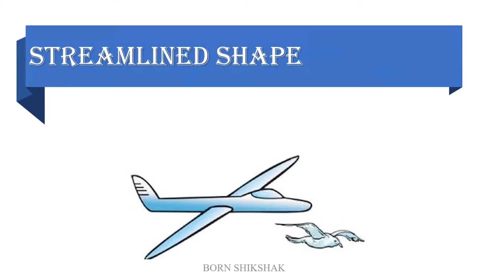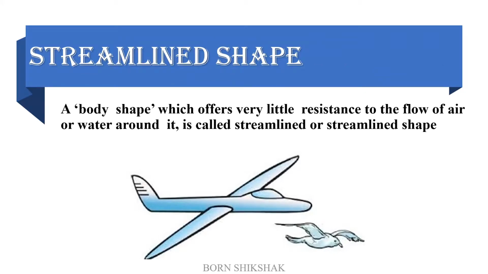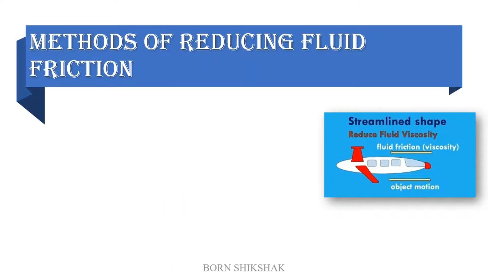Now we will discuss streamlined shape. A body shape which offers very little resistance to flow of air or water around it is called streamlined shape. Methods of reducing fluid friction.